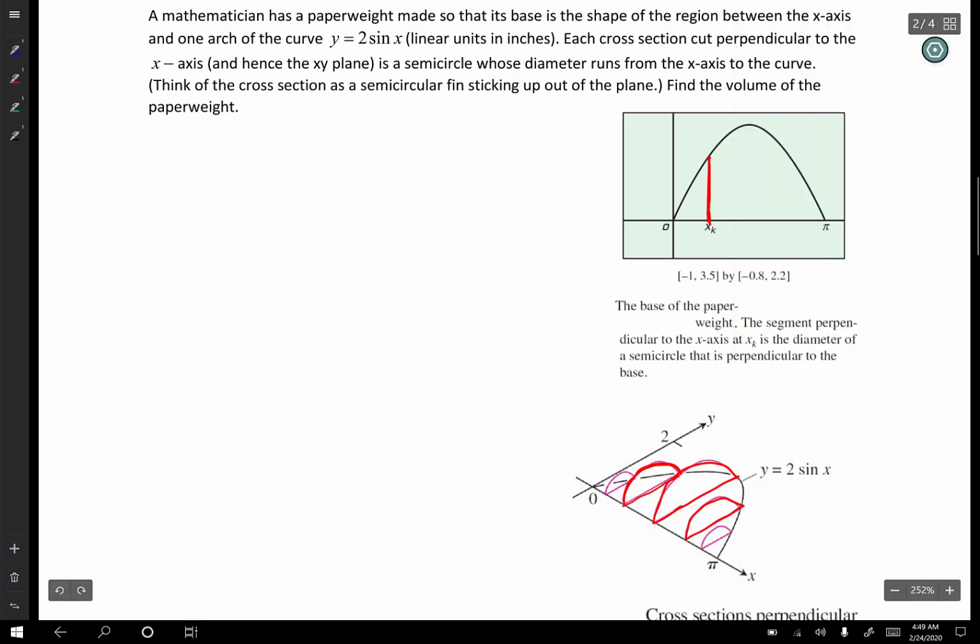So here we go. What we're going to do first is calculate the cross section A of x, the area. This is a semicircle, so the area is pi r squared divided by 2. Well, this is in terms of x, and right now I have an r, so I have to fix it. The radius is the distance from the x-axis to the middle of this.